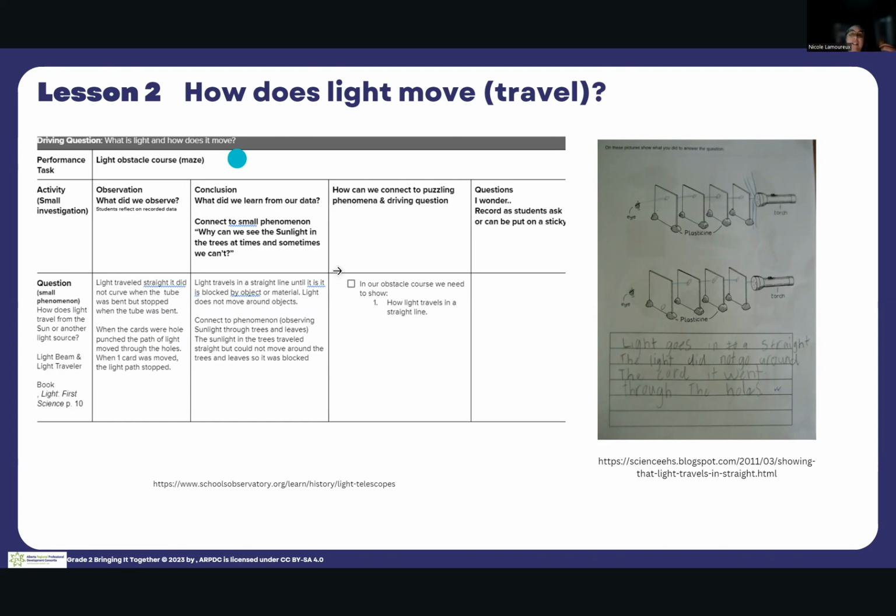Okay, so can we connect this to our performance task? Well, in our obstacle course, they've already said we need a light source. Now we need to have our light travel in a straight line. So they're going to add to that as they learn through the lessons. How is this helping us? Making those connections back so that they really are thinking. So you would do a think, pair, share in this particular piece.